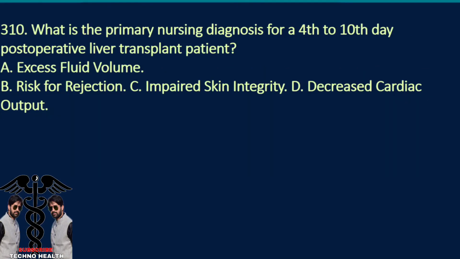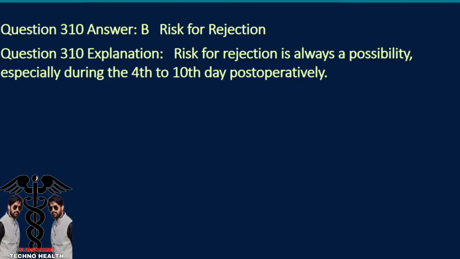Question 310. What is the primary nursing diagnosis for a 4th to 10th day postoperative liver transplant patient? A. Excess fluid volume. B. Risk for rejection. C. Impaired skin integrity. D. Decreased cardiac output. Question 310. Answer: B. Risk for rejection. Explanation: Risk for rejection is always a possibility, especially during the 4th to 10th day postoperatively.